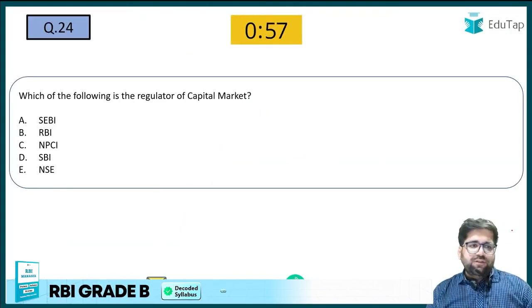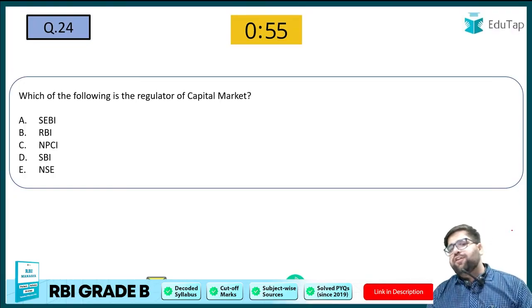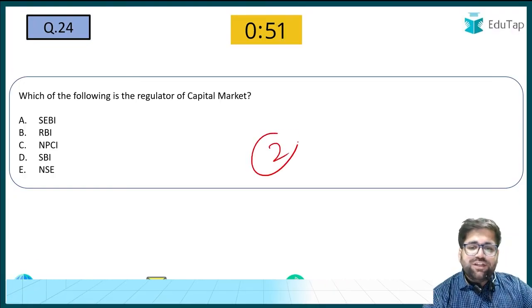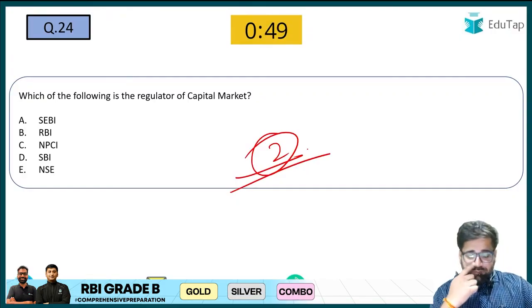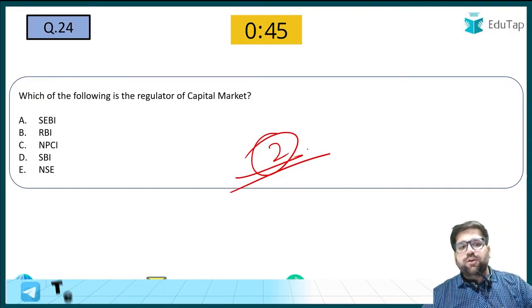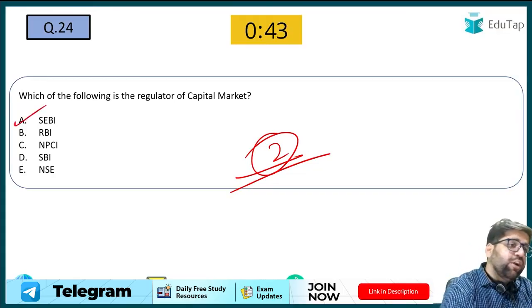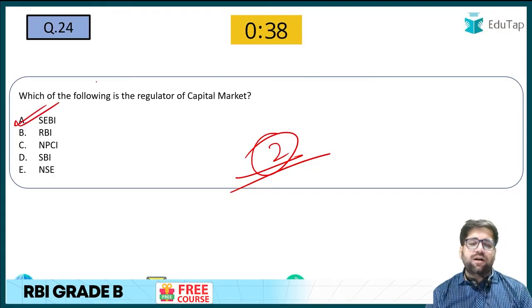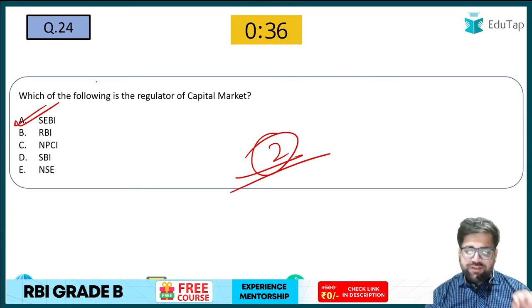Again, a very easy question. Which of the following is the regulator of capital markets? You will not get an easier question than this, because this question is for 2 marks, my friends. Which institution has control over which particular market? Yes, it's SEBI. We have discussed this right now. A very easy question, nothing much to discuss. Capital markets are under the purview of SEBI.